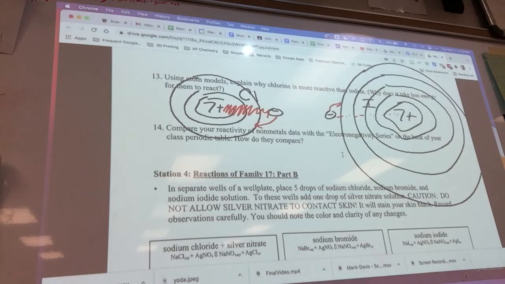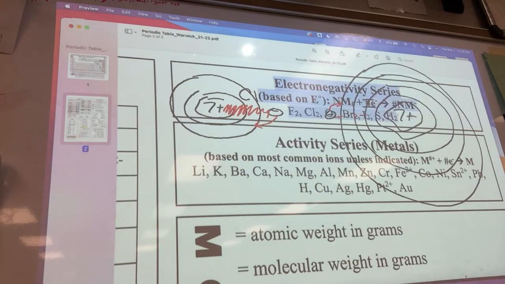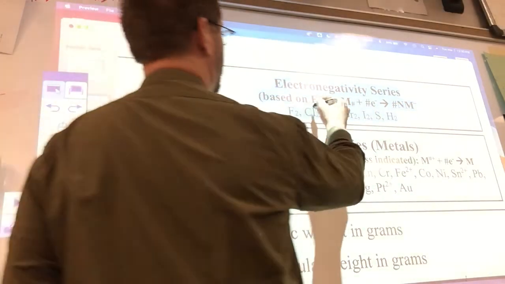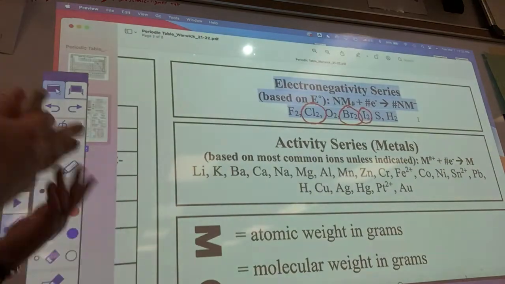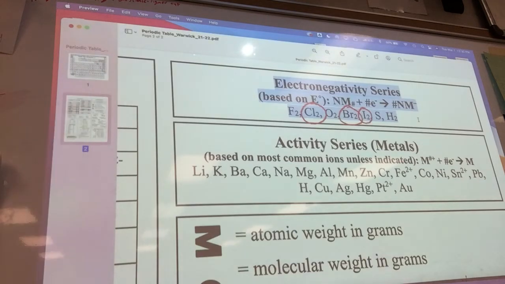All right, now when you compare the reactivity of the nonmetals with the electronegativity series on the back of the periodic table, how do they compare? Let's go ahead and pull up that periodic table. So now we're looking at this electronegativity series. And what was our most reactive nonmetal that we dealt with? Chlorine, followed by bromine, followed by iodine. So you can see there's definitely some elements that we did not look at up here. There's a reason we did not use fluorine. I'm leery enough to use chlorine. It's a little dangerous making that chlorine gas in the fume hood there. I would not want to go anywhere near fluorine. That would be some pretty nasty stuff.